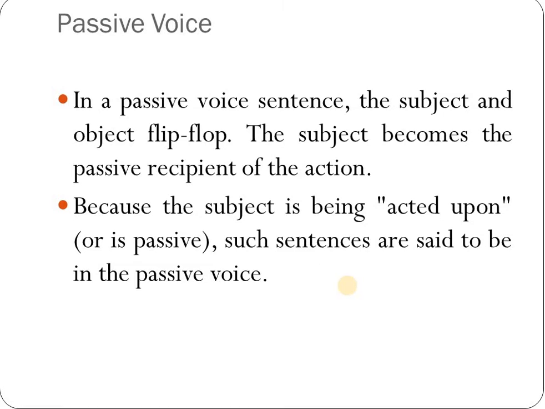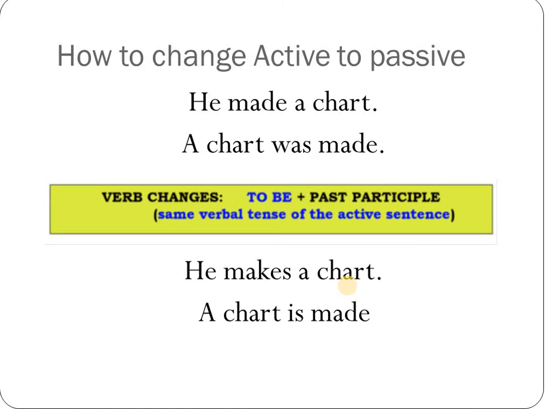In the passive voice sentence, the subject and object flip-flop, that is, they interchange their position. The subject becomes the passive recipient of the action because the subject is being acted upon. It is passive. Such sentences are said to be in the passive voice. Now it brings us to how to change the active to the passive.